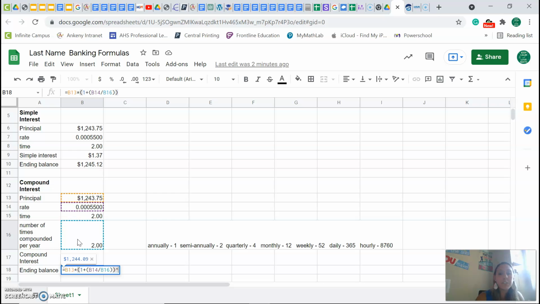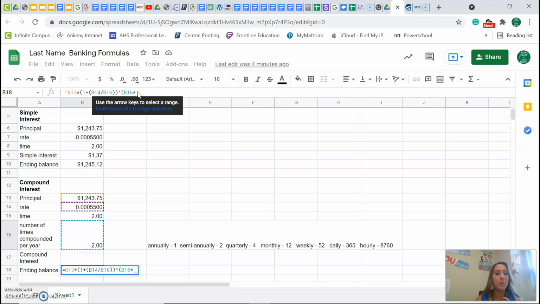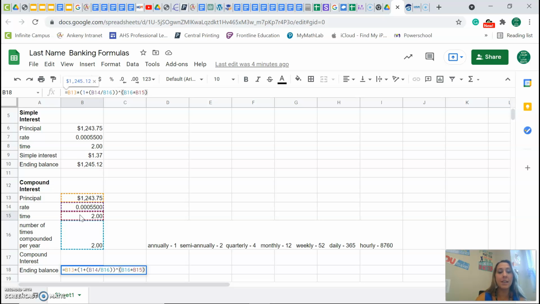Then I want to use Shift 6 because that is going to let me make an exponent. And I want to use Shift 9, which is a parenthesis. And then it's going to be the number of times compounded per year. So B16. Then we want to do Shift 8, which will be times. Of course, it moved out of it. Shift 8. And then we want to multiply that by time, which is going to be B15. Shift 0, close that parenthesis, and then we'll hit Enter.